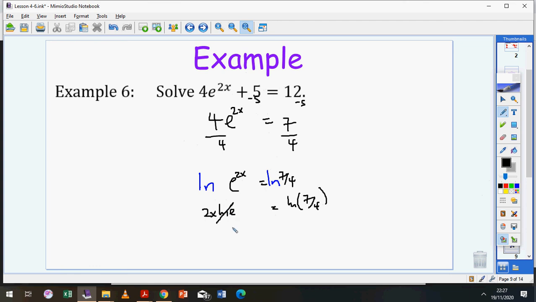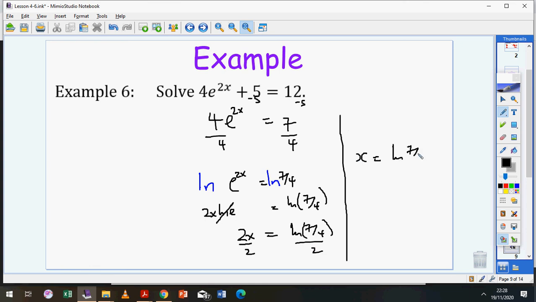Then 2x is equal to natural log 7 out of 4. If I want to find x, divide by 2 both sides, and then I'll end up with x equals natural log 7 out of 4 divided by 2. Again, you can put this in your calculator to find the final answer.